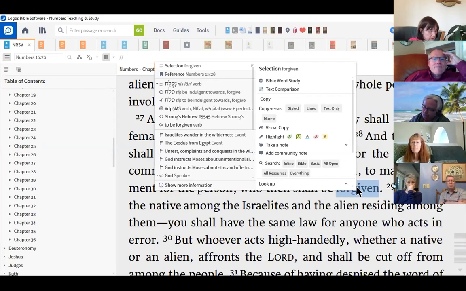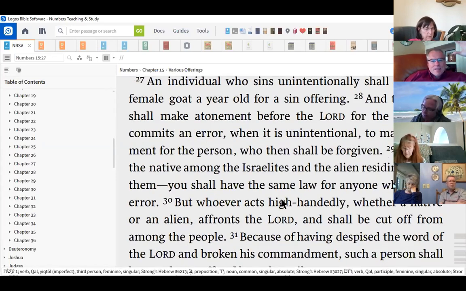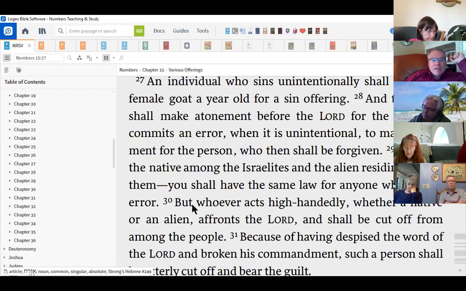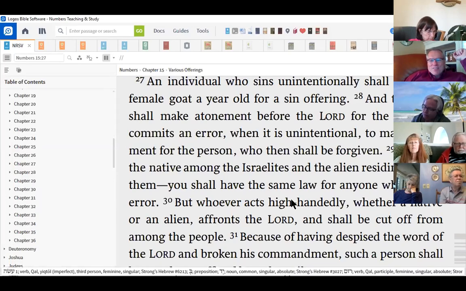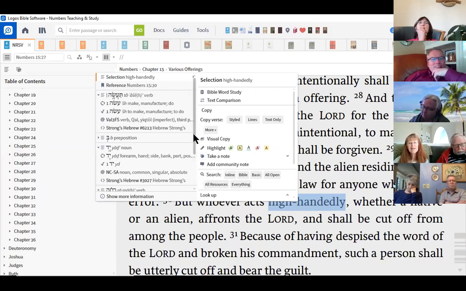Interesting. Okay. For both the native among the Israelites and the alien residing among them, you shall have the same law for anyone who acts in error. So again, the alien is right alongside the Israelite. But whoever acts high-handedly, whether a native or an alien, affronts the Lord and shall be cut off from among the people. So this is an interesting word, I imagine. I want to dig down on that one a little bit here.